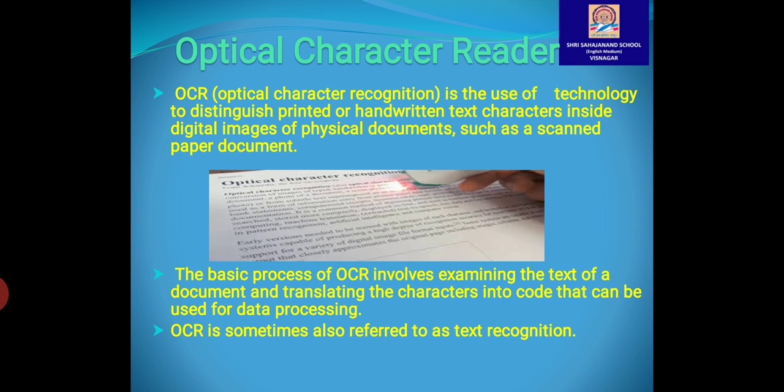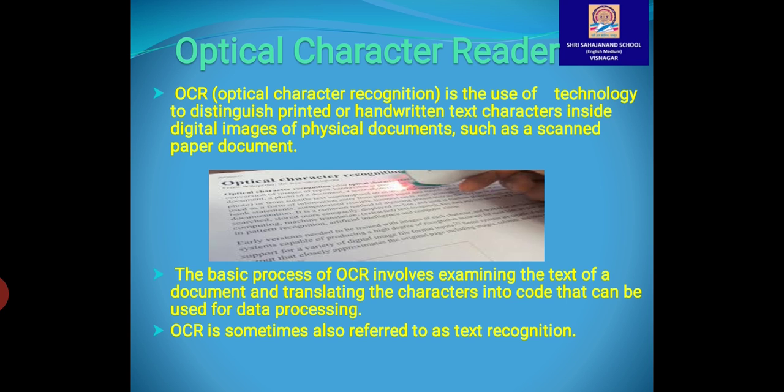OCR is the use of technology to distinguish printed or handwritten text characters inside digital images of physical documents, such as a scanned paper document. The basic process of OCR involves examining the text of a document and translating the characters into code that can be used for data processing. OCR is sometimes also referred to as text recognition.